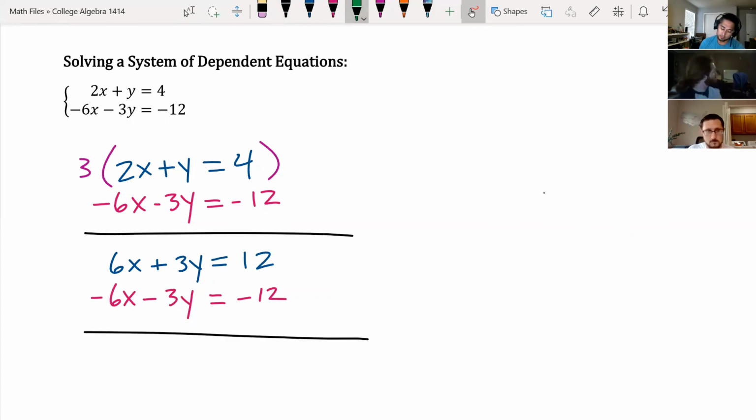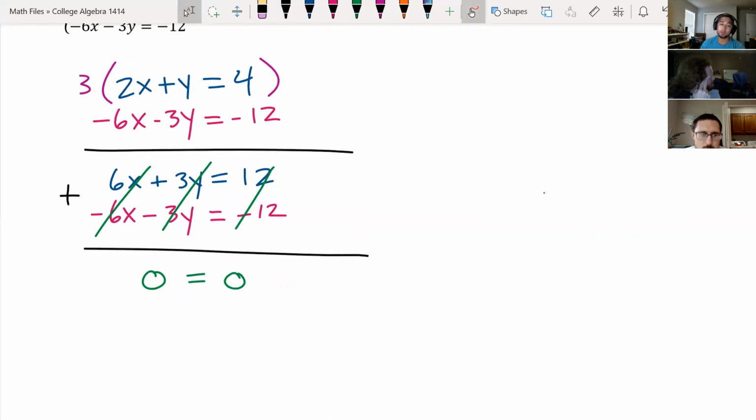And here we see that when we add these together, your x's will cancel, your y's will cancel, leaving you with 0 on the left side. And then your constants will cancel, leaving you with 0 on the right side. So 0 equals 0. Is that a true statement?